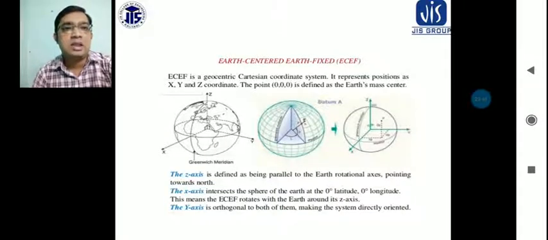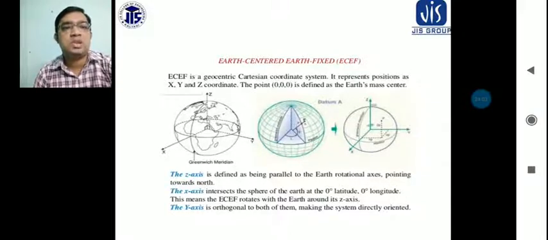And another thing you can see is the earth-centered, earth-fixed, that is ECEF, you have to concentrate here, that is the earth-centered, the EC, and the other part is the earth-fixed.